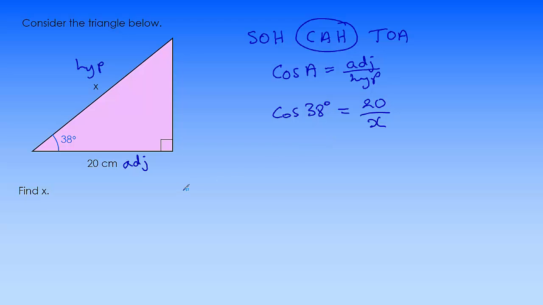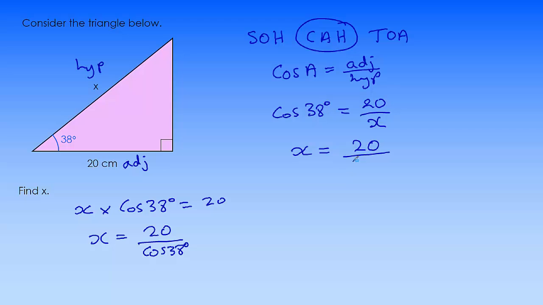Now to rearrange this, first of all multiply both sides by x. So we'd have x times cos 38, and if we multiply this side by x we just get left with 20. Then divide both sides by cos 38. So we get 20 over cos 38. Now if you look at that, what you'll notice is that the x and the cos 38 have just switched places. So once you know that, when you're in this situation, you can just do that. So we need to do 20 divided by cos 38.